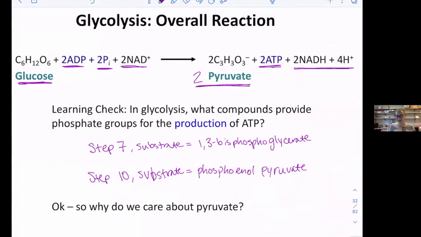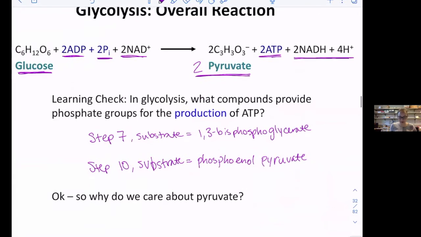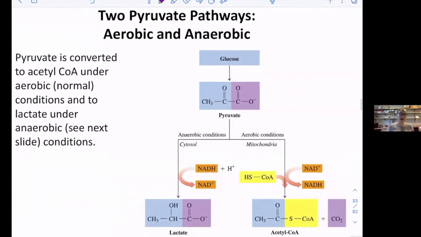Okay, so we ended our last video asking, why is pyruvate important? Why do we even care about pyruvate? Well, it's because there's two pathways for pyruvate at this point. So we take glucose and we go through glycolysis to make pyruvate. And then pyruvate is converted to acetyl-CoA in normal conditions, in aerobic conditions. So aerobic meaning there is oxygen around. However, in anaerobic conditions, it produces lactate.